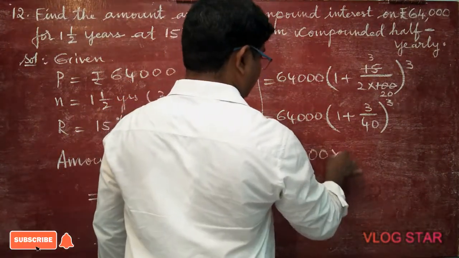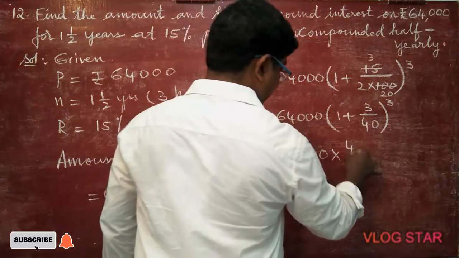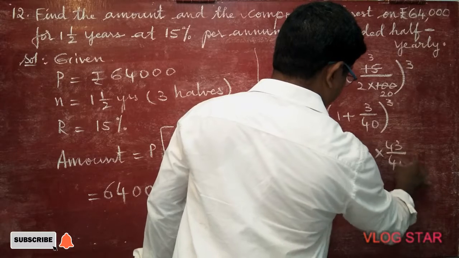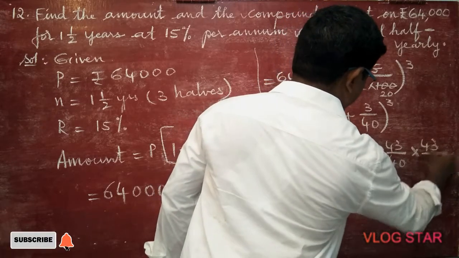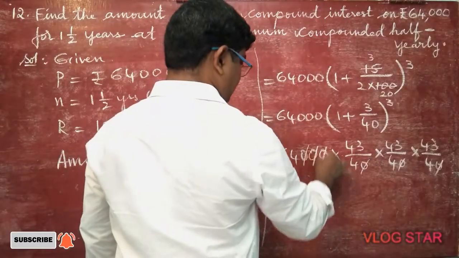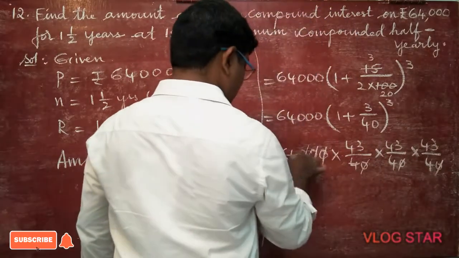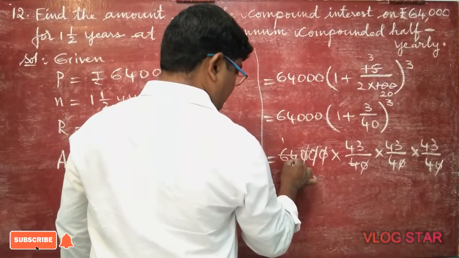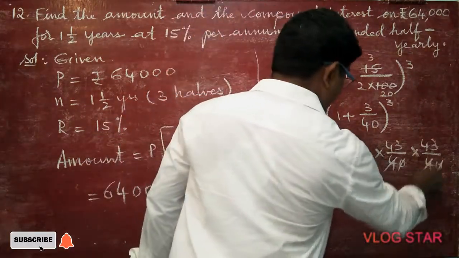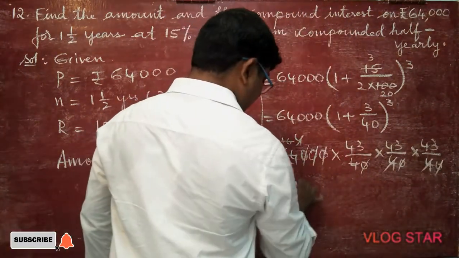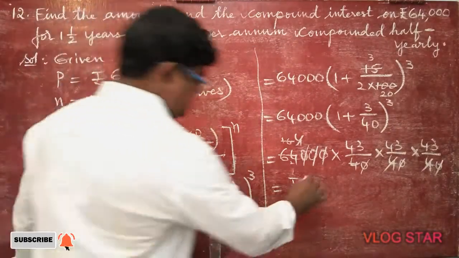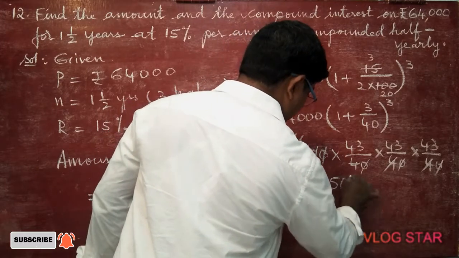So 64,000 into 40 ones are 40 plus 3, 43. 43 by 40 into 43 by 40 into 43 by 40. 4 goes, 4 ones are 4, 4 6s are 24. 4 goes 4 times. Again this 4 goes. Now 43 into 43 into 43. How much means? 79,507.